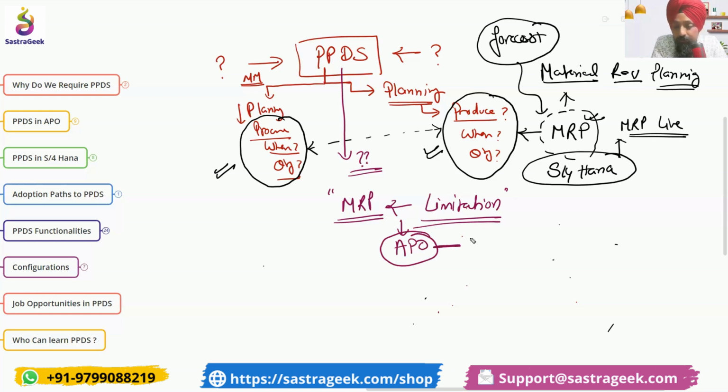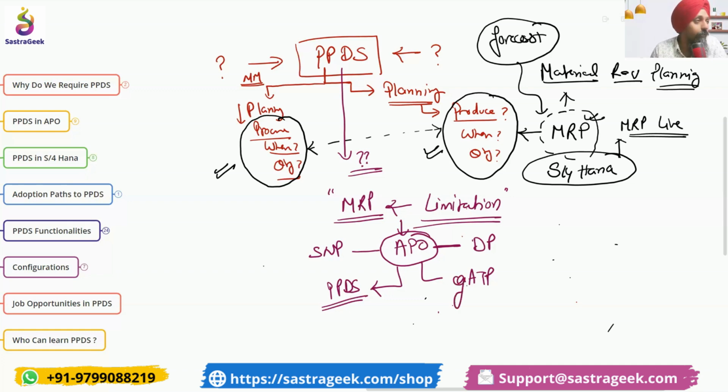Under APO, there are multiple modules. We have Demand Planning, we have Supply Network Planning, we have AATP, Advanced Available to Promise, then we have PPDS also. So these all are planning solutions. The limitations which MRP has, within APO, Advanced Planning and Optimization: SNP, PPDS, DP, not the AATP, sorry, in APO it is GATP. These are the things which can provide you little better solutions.